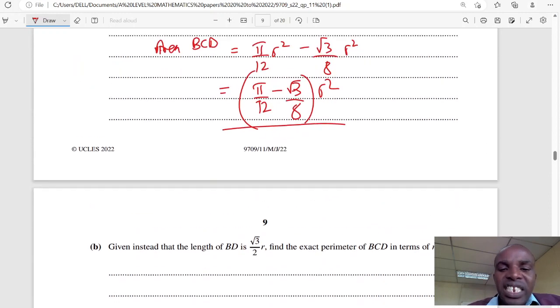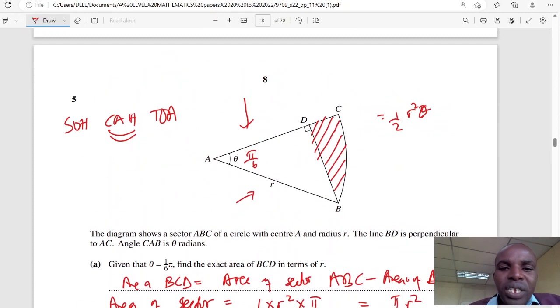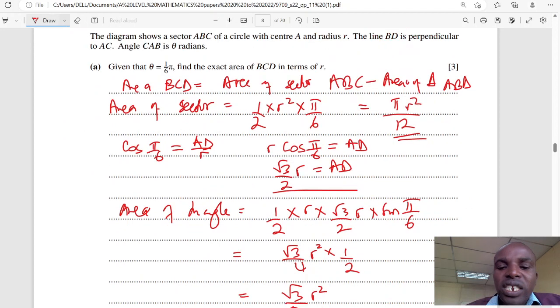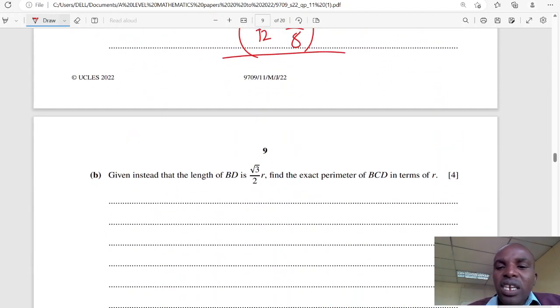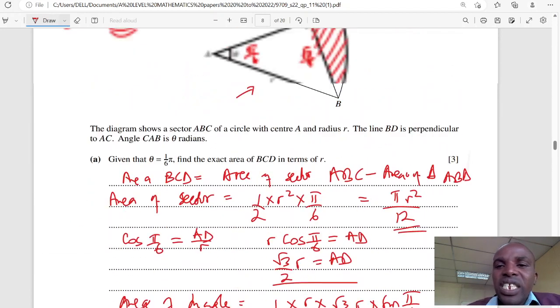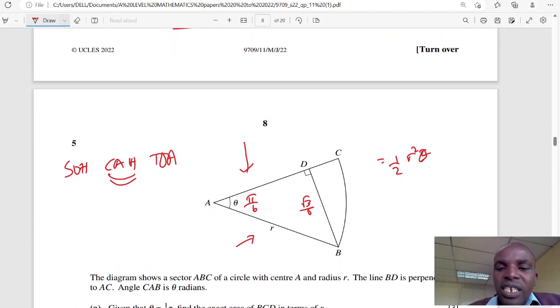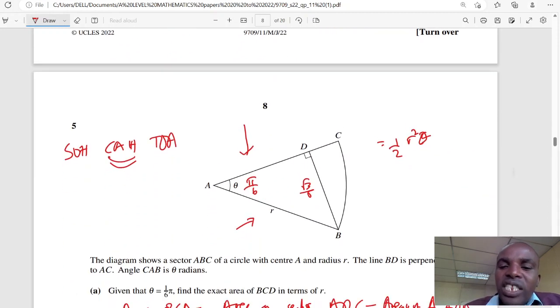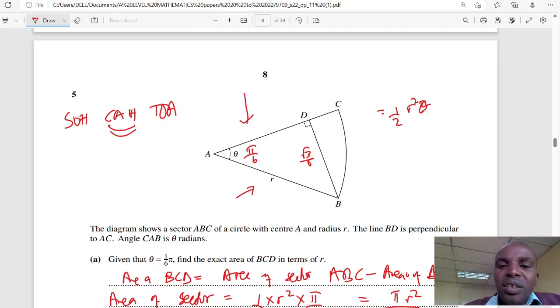Length of BD is root 3 over 2 R. Then they said find the exact perimeter. Now, the perimeter of what? The exact perimeter of BCD. So it's still the same thing. Perimeter, distance BC plus CD plus DB.